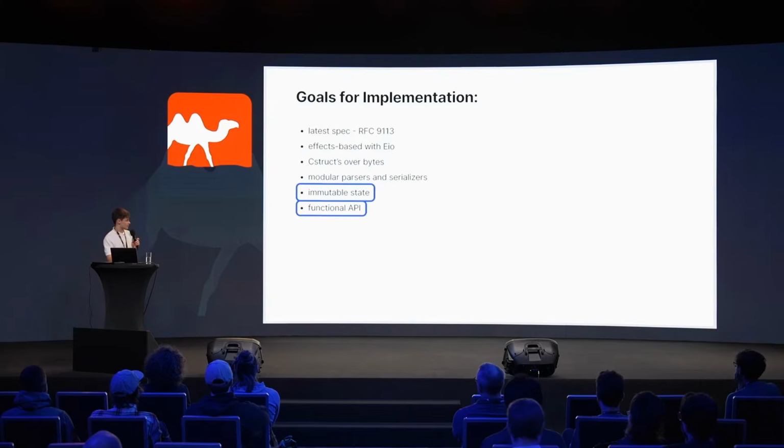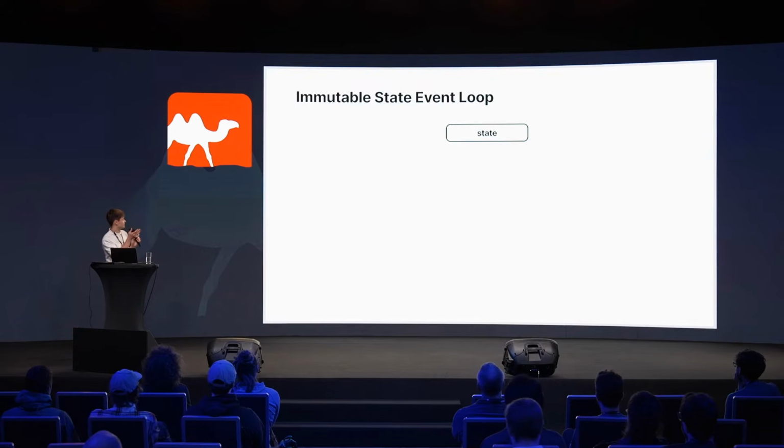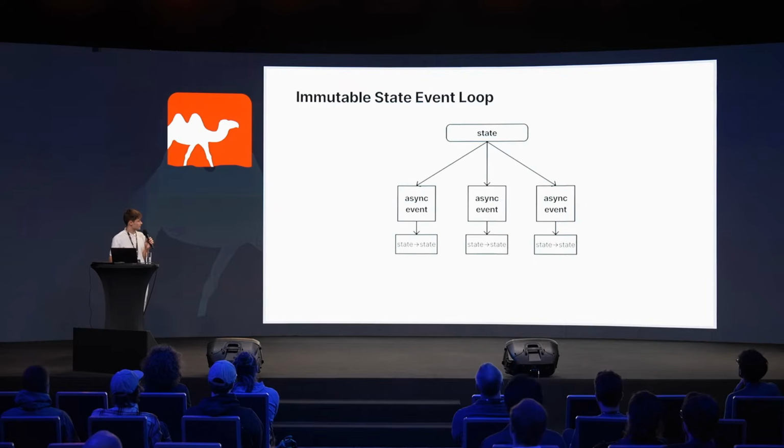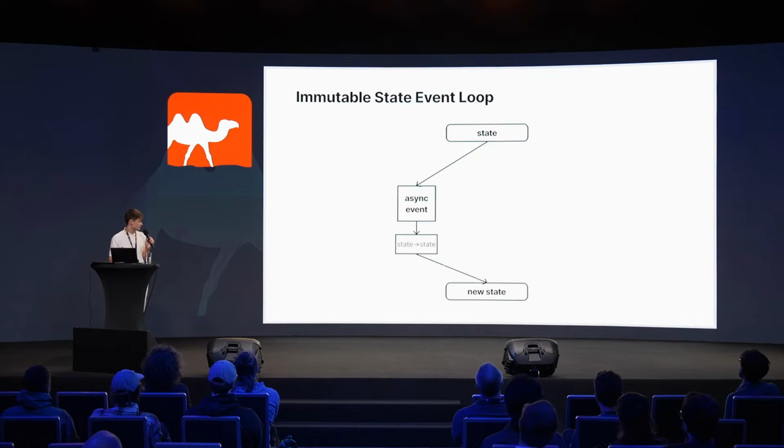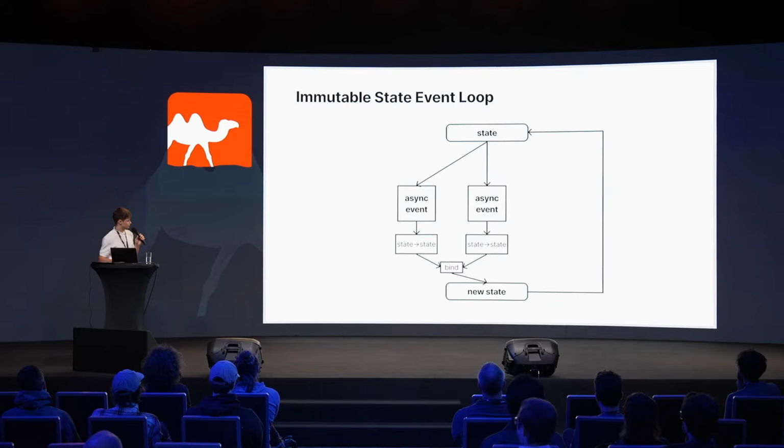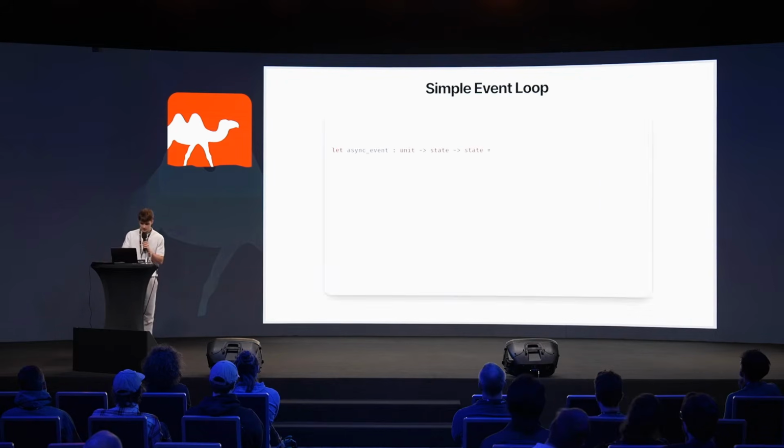So the base idea looks like this. This is the very basic idea of how we designed HTTP/2. We have some immutable state. We have some async events. Each of these async events returns some transformation of the state. We take the transformation from the first event that finishes, we get the new state, and we loop back. We don't return the state directly, because when multiple events finish at the same time, we want to bind those transformations.